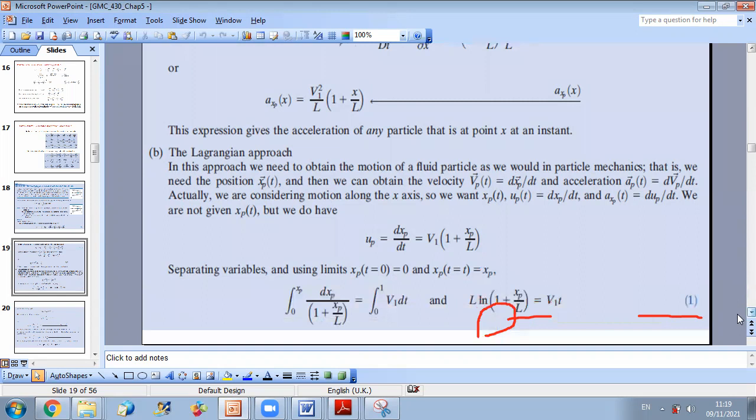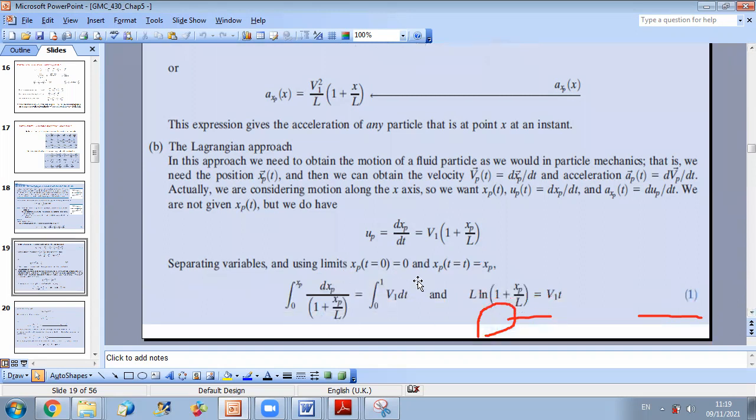So what we should do is, after separating variables, so from this side, the variable is x of the particle. From the other side, the variable is time. So now we integrate the boundary condition. We considered that at t equals 0, x equals 0. And we will integrate from 0 to any time t to derive the expression of x of particle p.